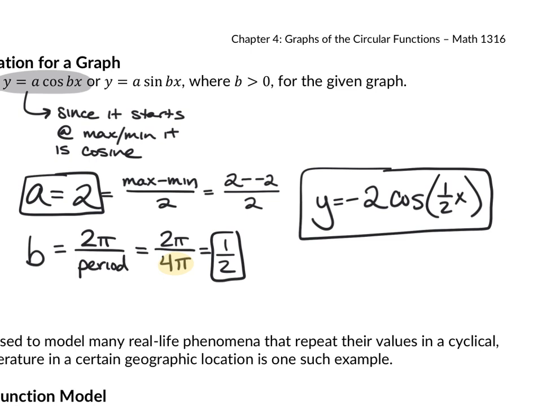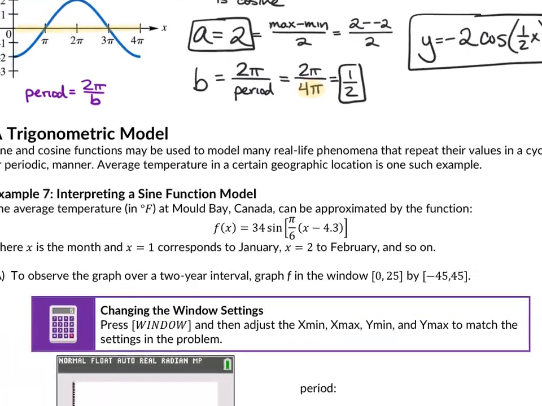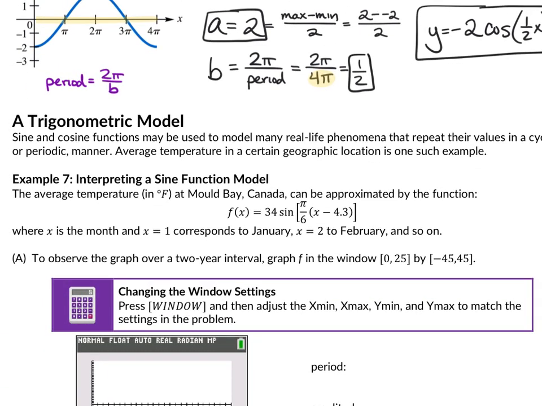Fabulous. If you haven't gotten a calculator today, make sure you go get one because this next one we're going to use our calculator to see these functions a lot better, because a typical calculator setup doesn't really give us a good view of sinusoidal or periodic functions. So a trigonometric model: sine and cosine functions can be used to model a lot of real-life phenomena that repeat their values in a cyclical or periodic manner. Average temperature in a certain geographic location is one such example.